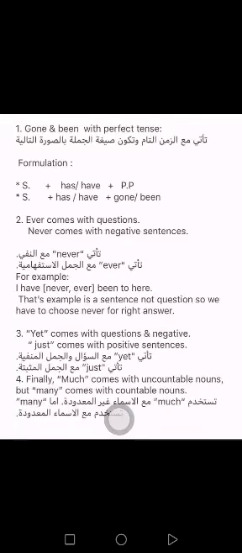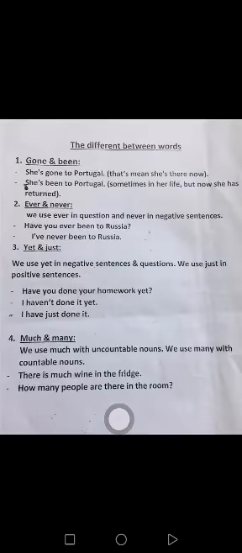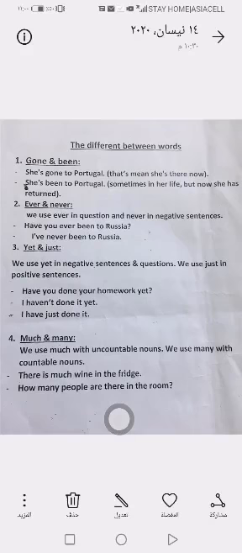Number four, "much" and "many." Much comes with uncountable nouns, but many comes with countable nouns. For example, there is much wine in the fridge. Here I use much because I have wine, and wine is an uncountable noun. Another example, how many people are there in the room? Here I use many, because I have people and I can count people.